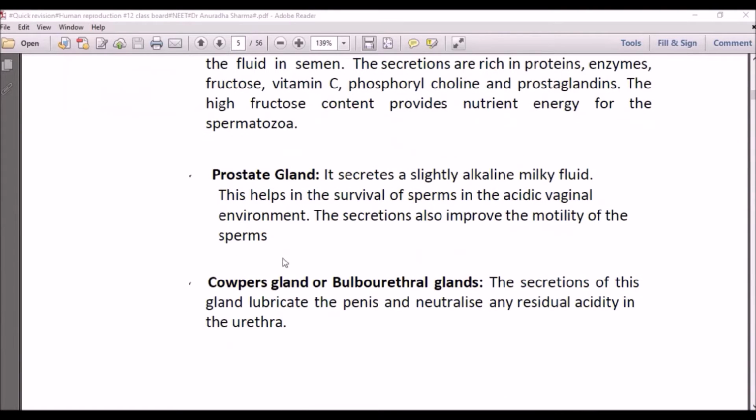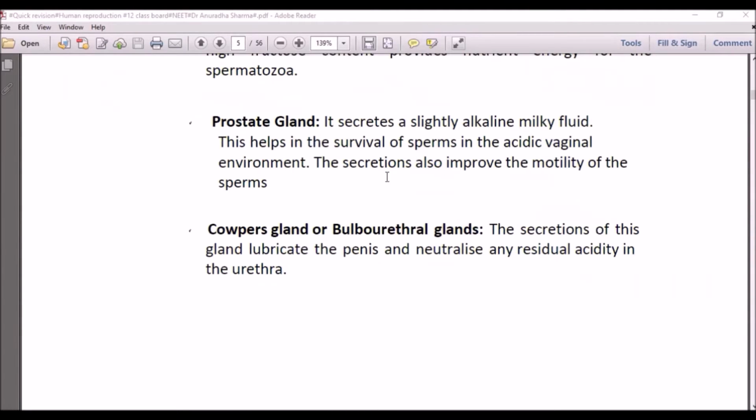Now second gland is prostate gland. Prostate gland secretes slightly alkaline milky fluid and what is the function of this prostate gland? It helps in the survival of sperms in the acidic vaginal environment. Now we know that the environment present in the vagina is acidic. So this prostate gland is helping the sperms so that they can survive in the acidic vaginal environment. And the secretions from prostate gland also improve the motility of the sperms. That means the sperms will move easily in the vagina with the help of the secretions obtained from this prostate gland.